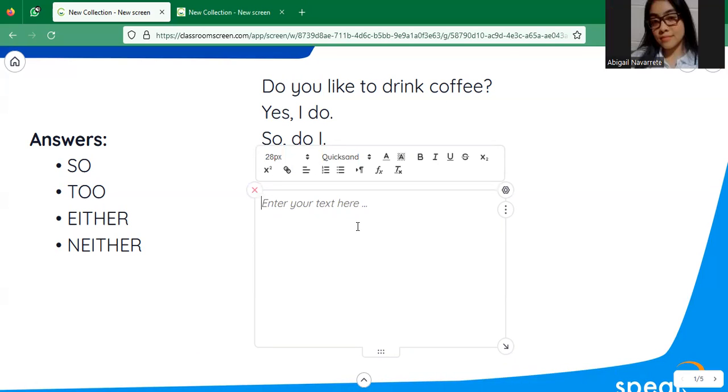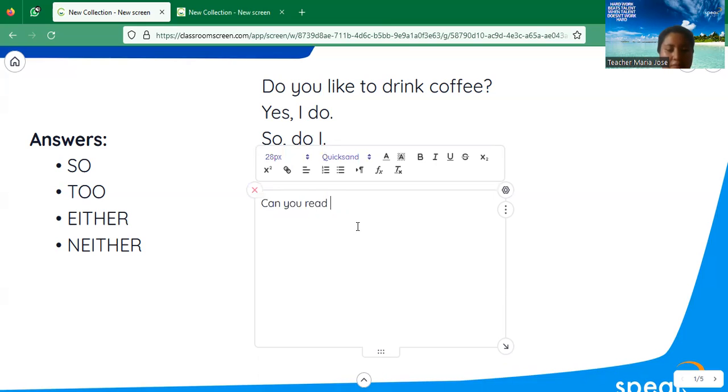Do you like to eat pizza? A different question that is not do you like? It can be in the past, with the verb to be, whatever question. Can you read a book? Excellent.